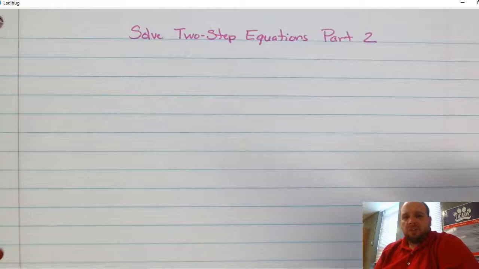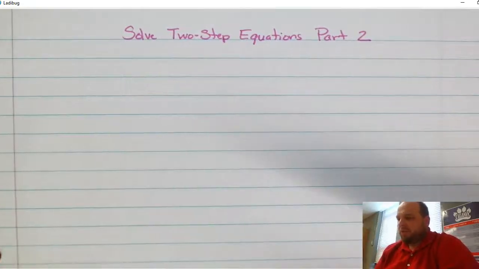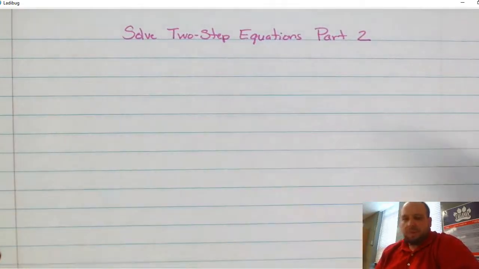All right, let's go ahead and solve two-step equations. Let's go ahead to part 2. So in part 1, you learned about two-step equations, exactly what they are. We dealt with just whole numbers and integers in that case. Now what we're going to do is start adding some fractions to this, okay?